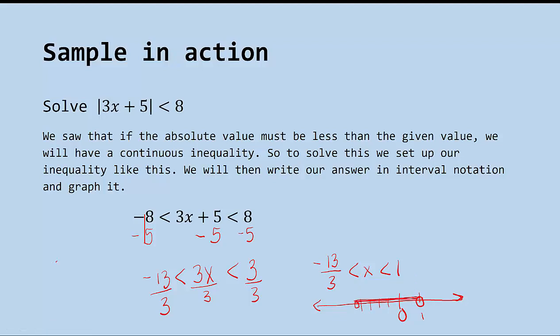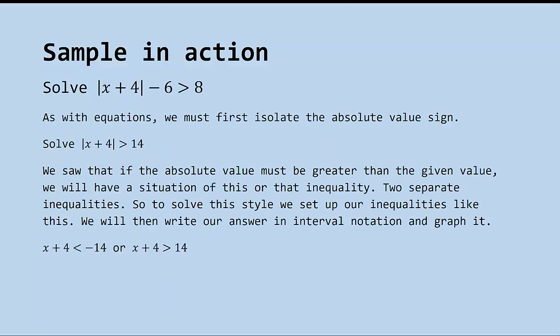So now what we're going to do is take a look at another example. Let's solve the absolute value of x plus 4 minus 6 is greater than 8. As with solving absolute value equations, we must first isolate the absolute value sign. So to do that, I simply add 6 to both sides. And now I have to solve absolute value of x plus 4 is greater than 14.